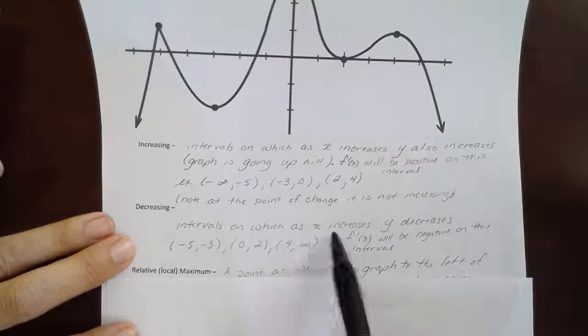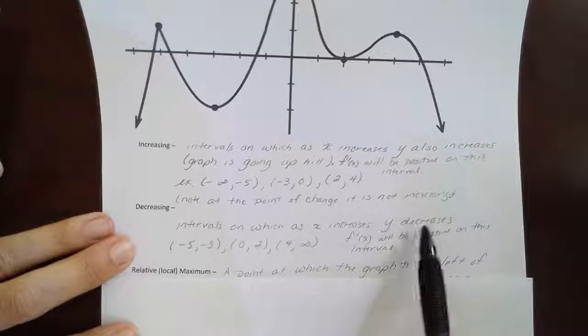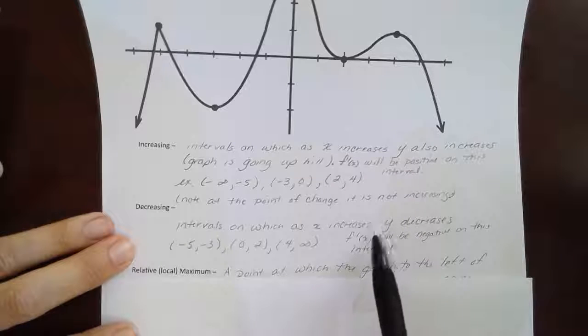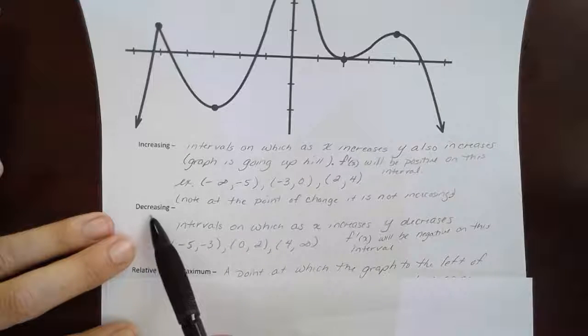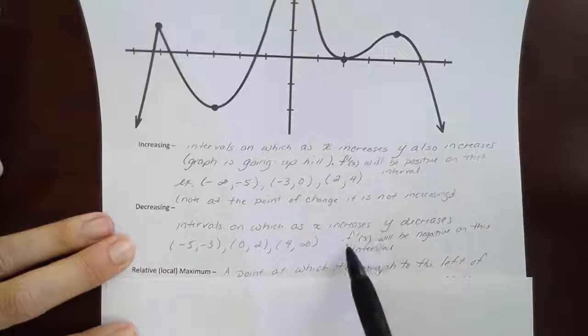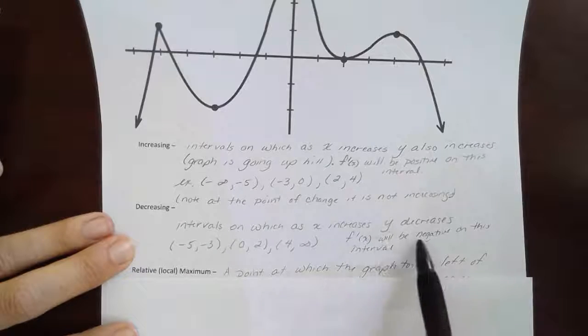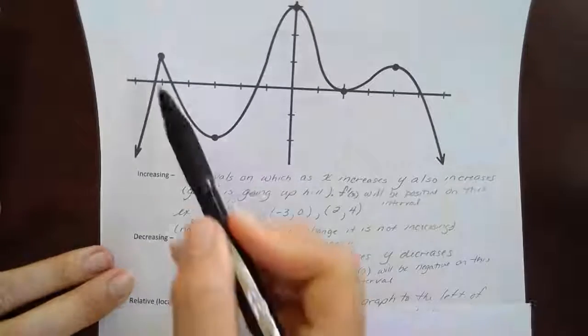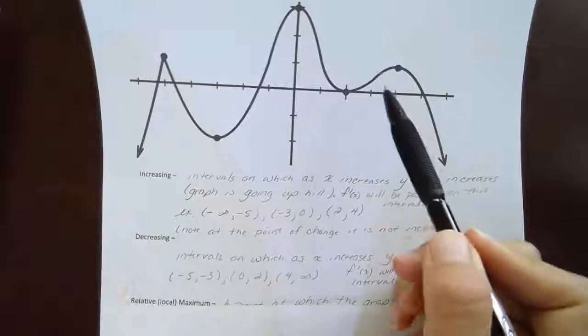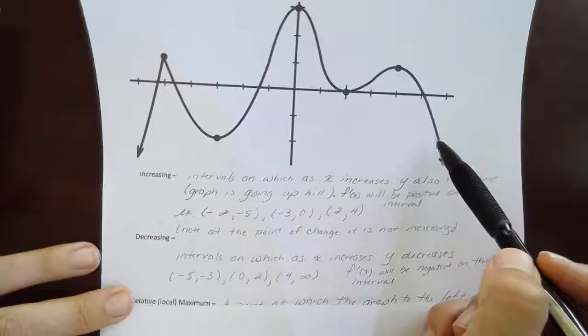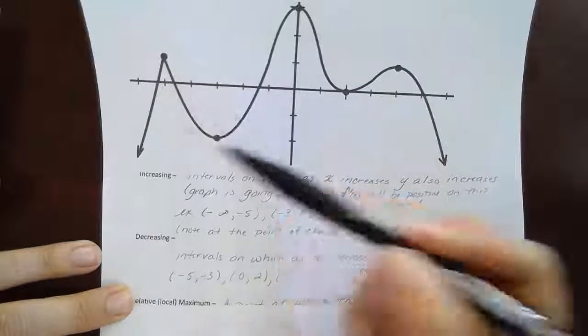Okay, so on intervals on which x increases and the output values, the y's, decrease, you will be considered to be decreasing. At those places, the derivative evaluated for those x values will be negative, because if you think about it, when I draw any tangent lines on any of these intervals, they're going downhill. They've got negative slopes.